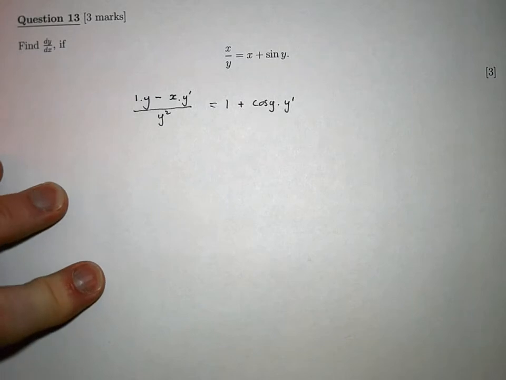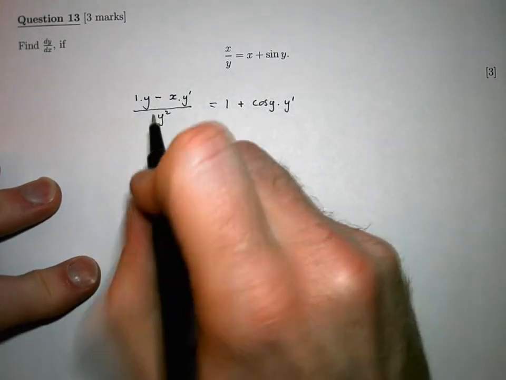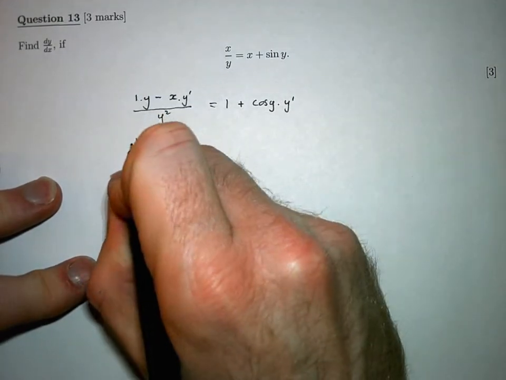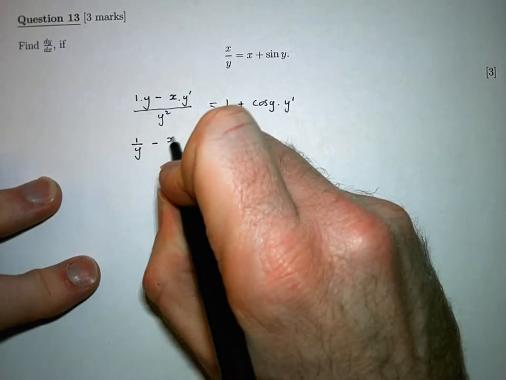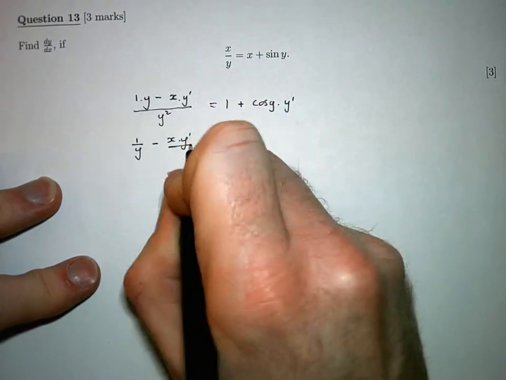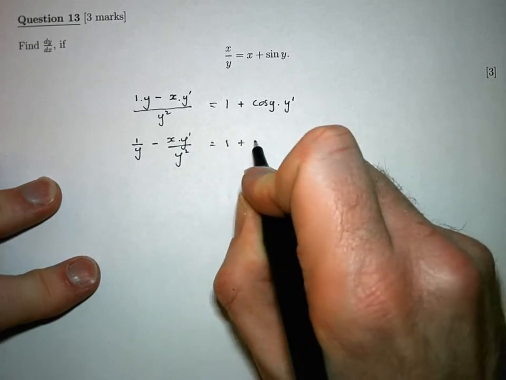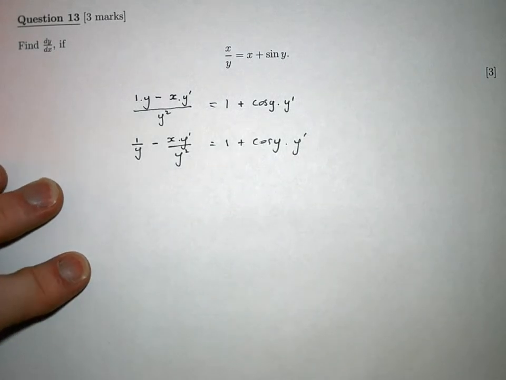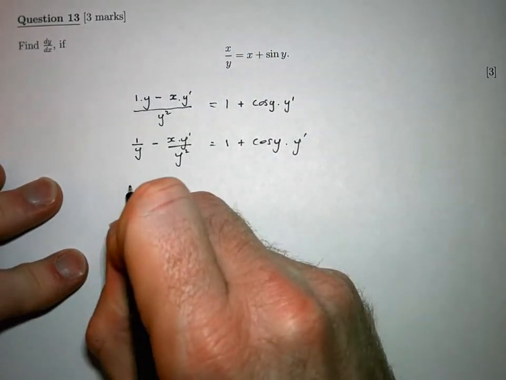It gets a little bit complicated because we've got a y prime on this side, which is involved in a fraction. So let's get it out of the fraction. Here we've got y over y squared, so that's going to be 1 over y, minus this guy over here, which is x times y prime all over y squared, and that's still equal to 1 plus cos of y times y prime. Okay, we want to get the y prime terms on their own on one side, so let's do that on the left.